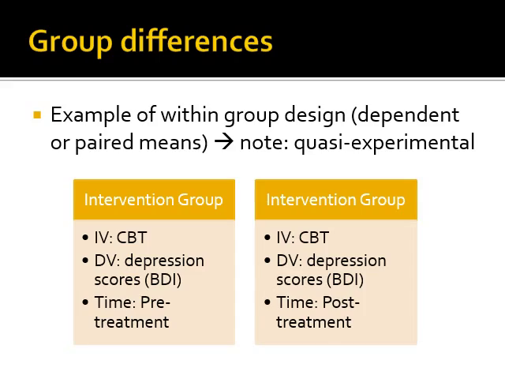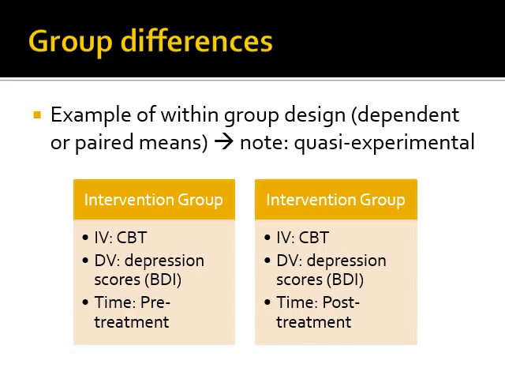Here is an example of a within group design. We just looked at between group. This within group is for dependent or paired means and is also quasi-experimental because it's looking at the same group being measured twice, and therefore you cannot randomize people between groups. You cannot have a control group. Your control group is basically the same group being measured twice, but it's not a strong control group and there's no randomization. So the within group design is usually quasi-experimental.